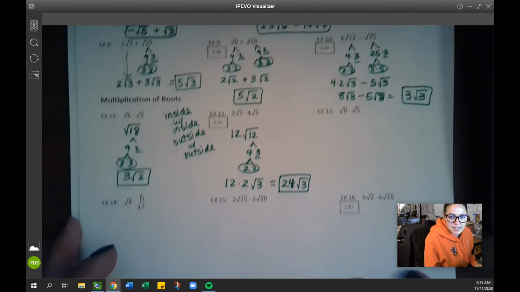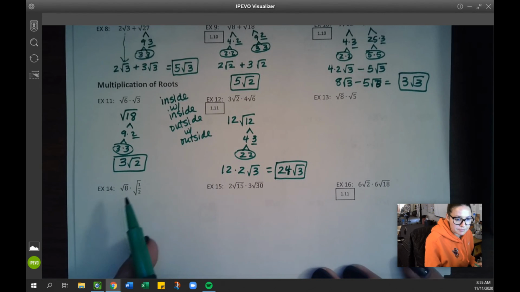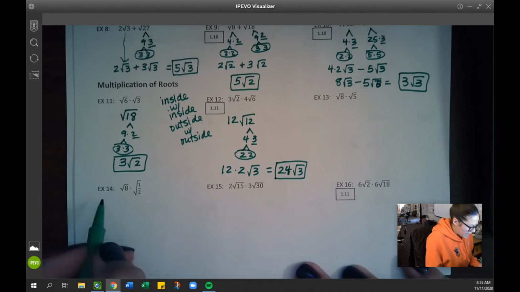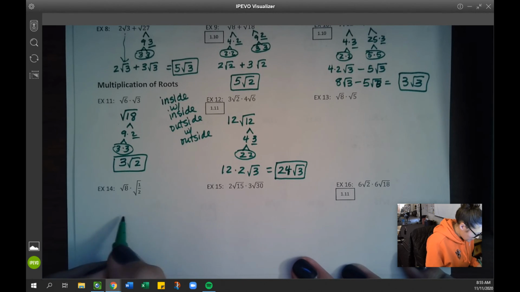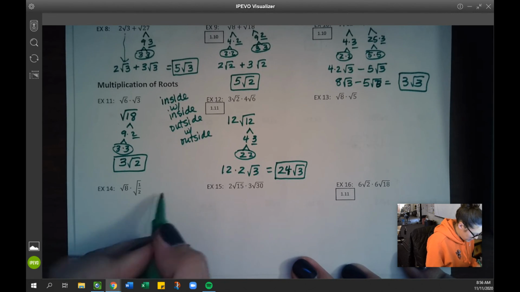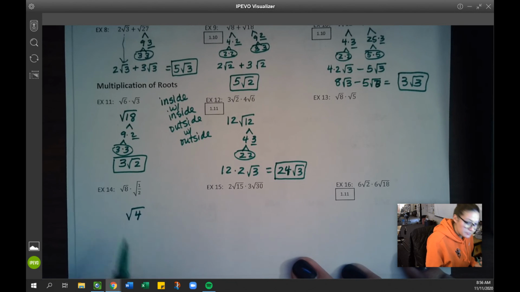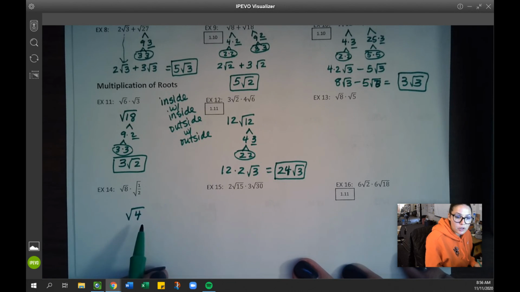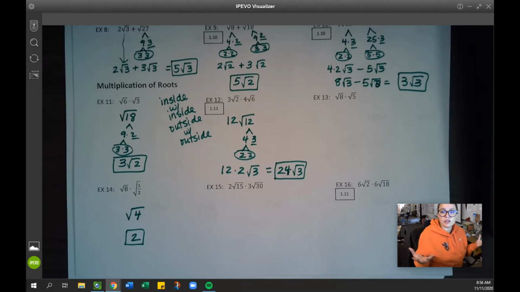All right, I'm going to skip down to example 14. I can multiply these together. 8 times 1/2 is 4. Can I simplify the square root of 4? Yes, it's a perfect square. So the square root of 4 is just 2. No more square roots. Nothing left inside.